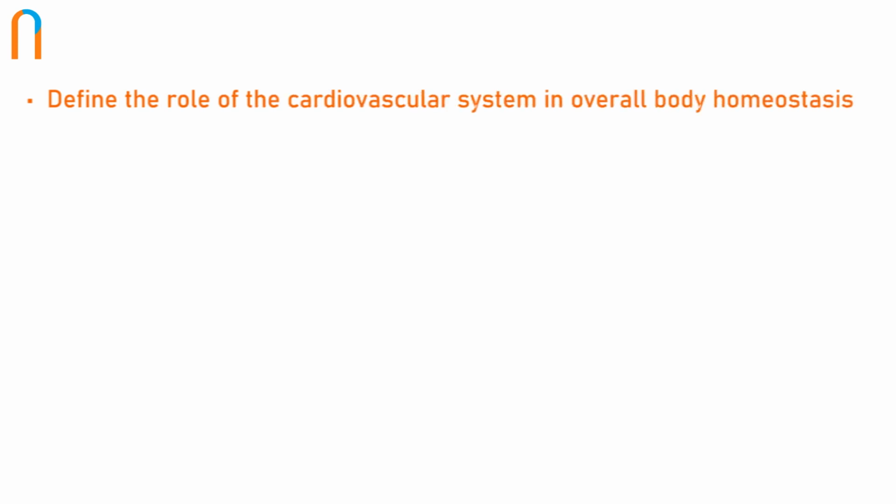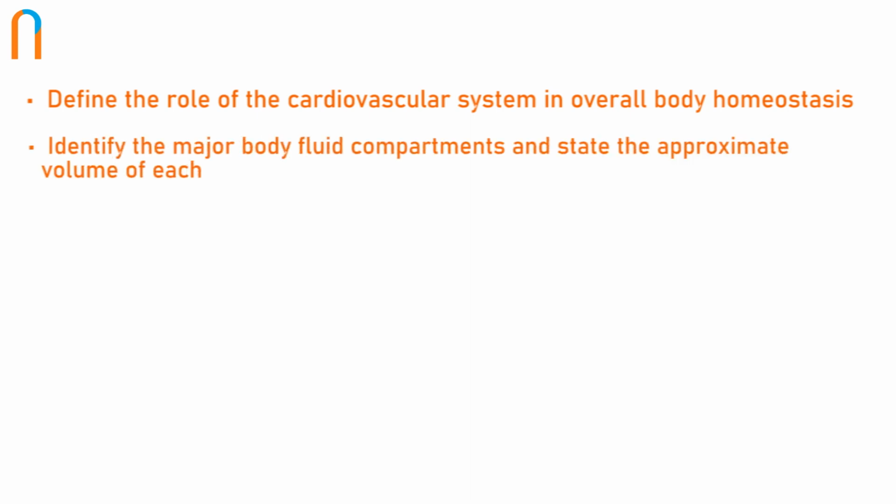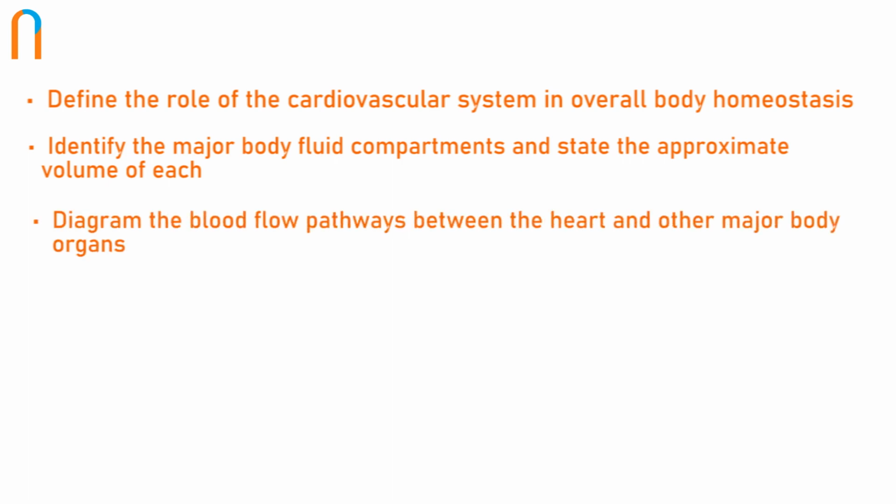cardiovascular system in overall body homeostasis. Identify the major body fluid compartments and state the approximate volume of each. Diagram the blood flow pathway between the heart and other major body organs.